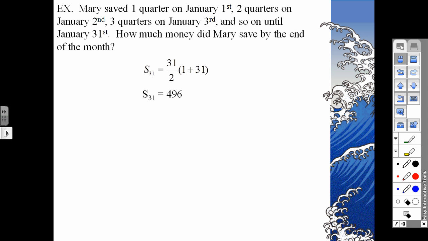So there's 496 quarters, but it asks how much money did Mary save by the end of the month. So since 25 cents is a quarter, it comes out to be $124. So that'd be nice to have $124 at the end of the month. Just to do as you please, right?